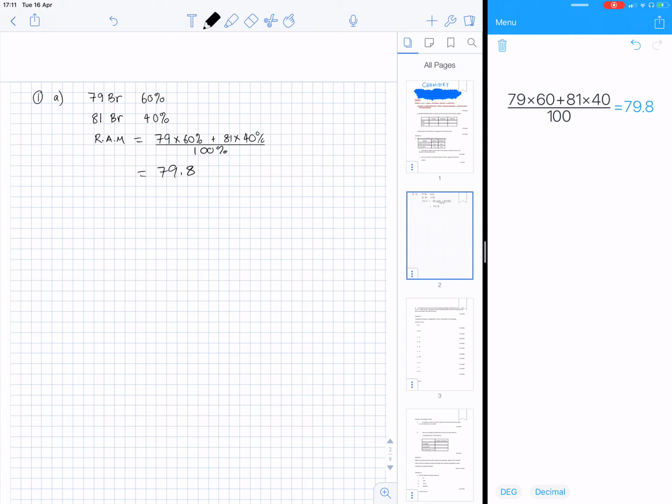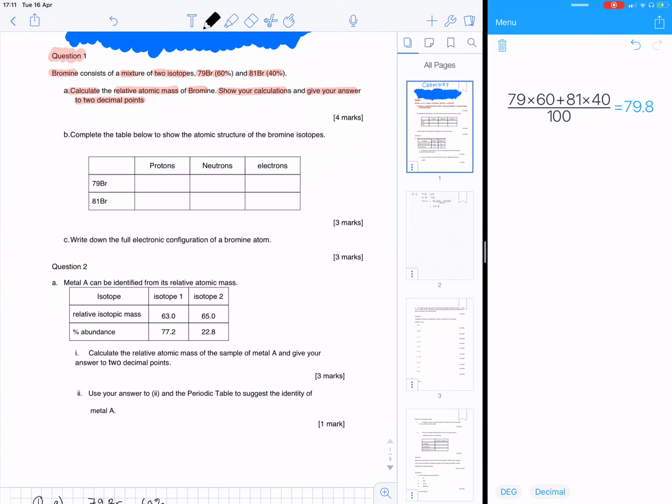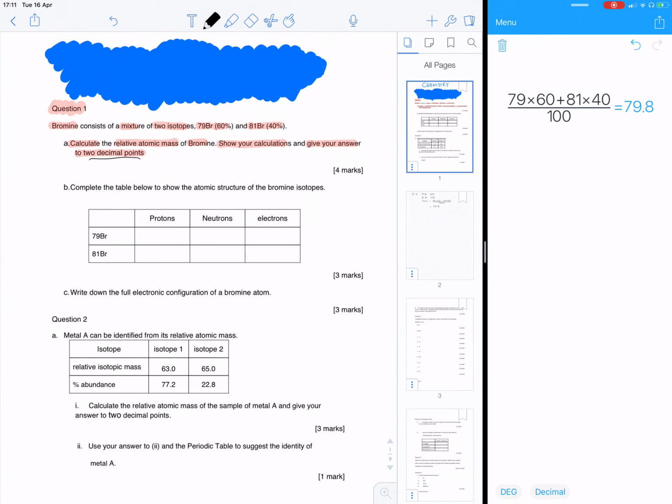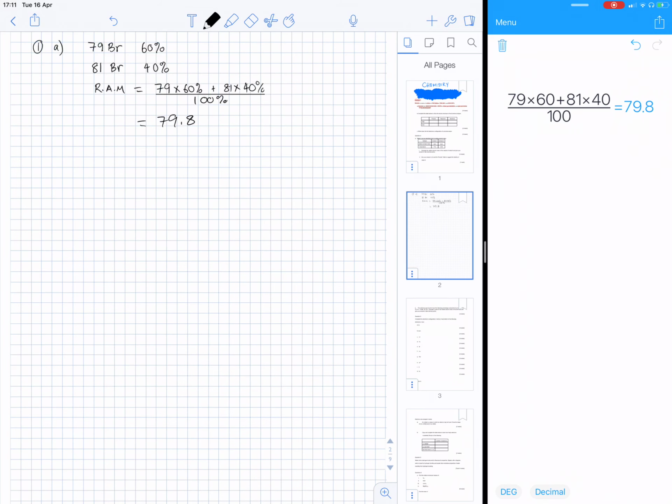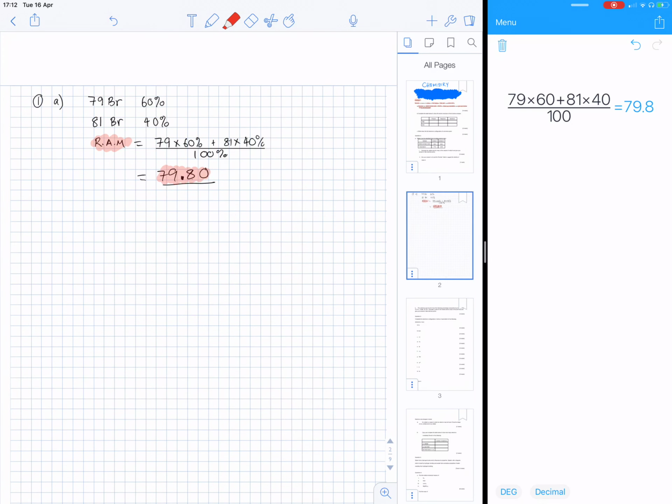79.8, but the question says to express the answer to two decimal points. So to do that, we write a 0 here, because two decimal points means two places after the decimal. The decimal is here, so you need 1, 2 places, which makes the answer 79.80. So that's the relative atomic mass for bromine, for them two, with these percentages. So that was part A.